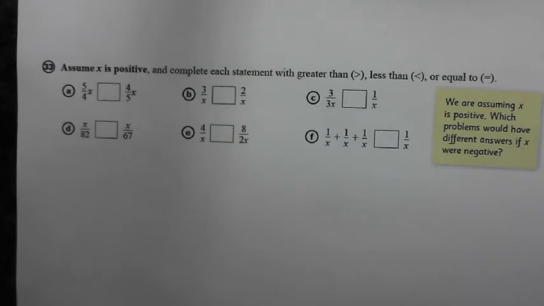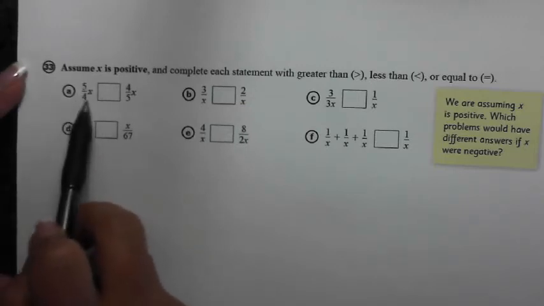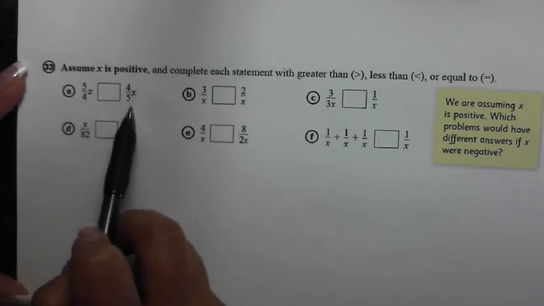Assume that x is positive and complete each statement with a greater than, less than, or equal to. For some of these, it might be easier to draw some pictures if you need to. If we look at this problem right here, it's asking us 5/4 x over 4/5 x.